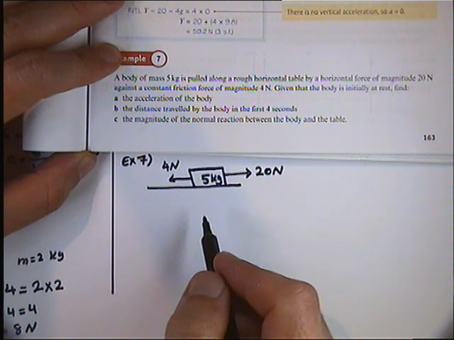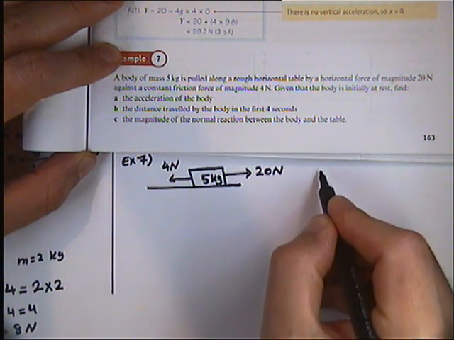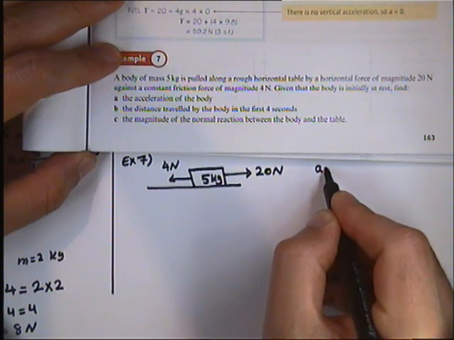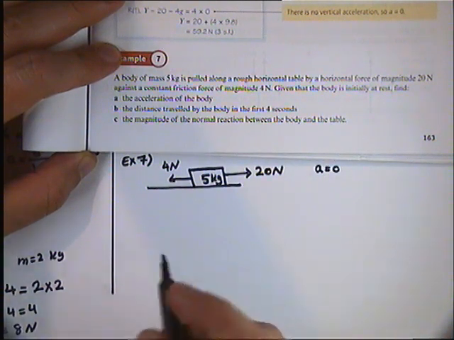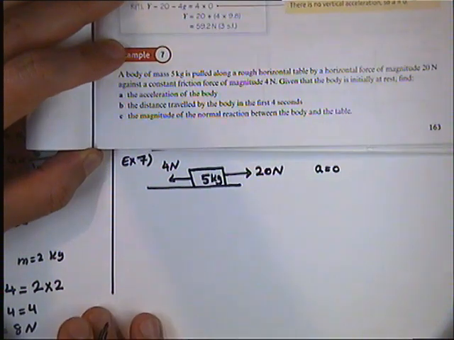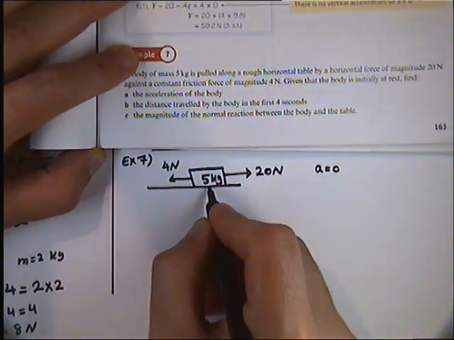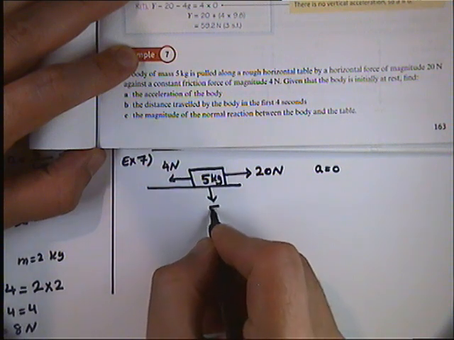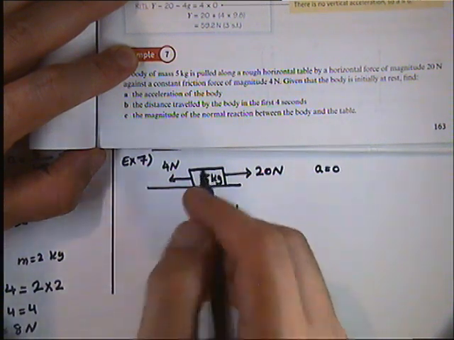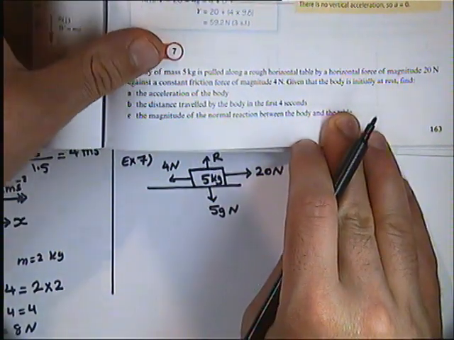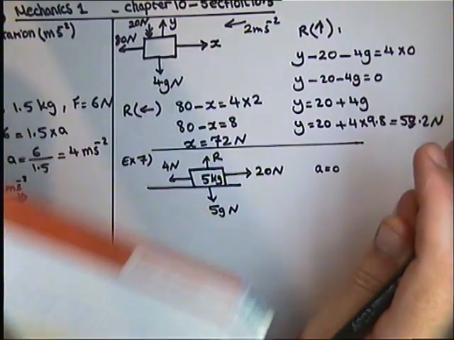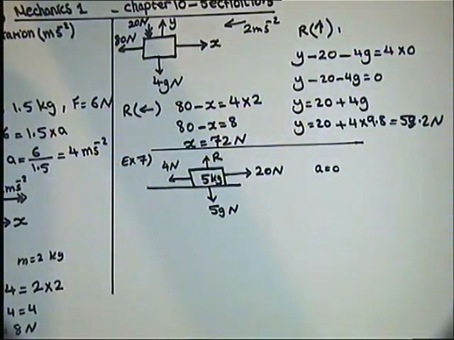Given that the body is initially at rest, so initially at rest means a is equal to 0, it's not moving. Let's see if there are any other forces acting on the particle. Of course, there is mg downward, 5g Newtons downward, and the reaction force upward. There must be a reaction force upward equal to 5g, otherwise the particle will move up or down.